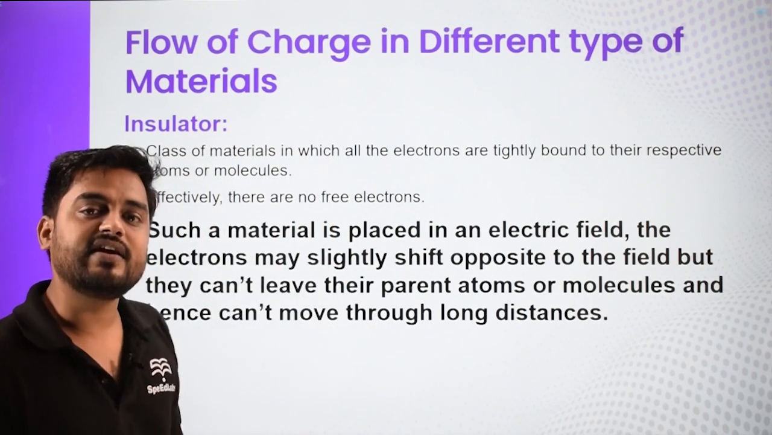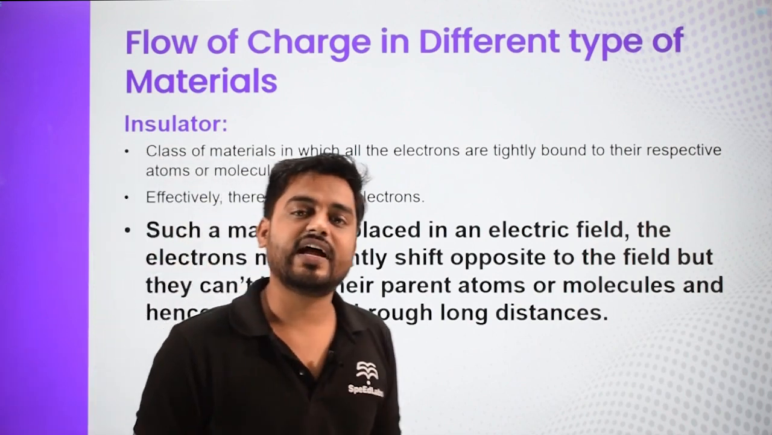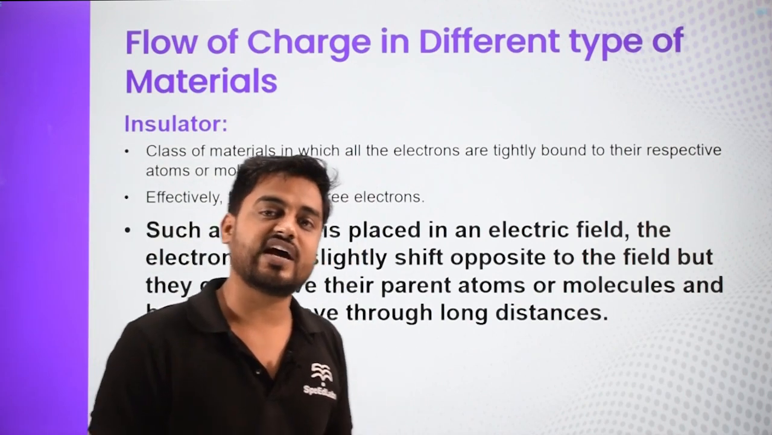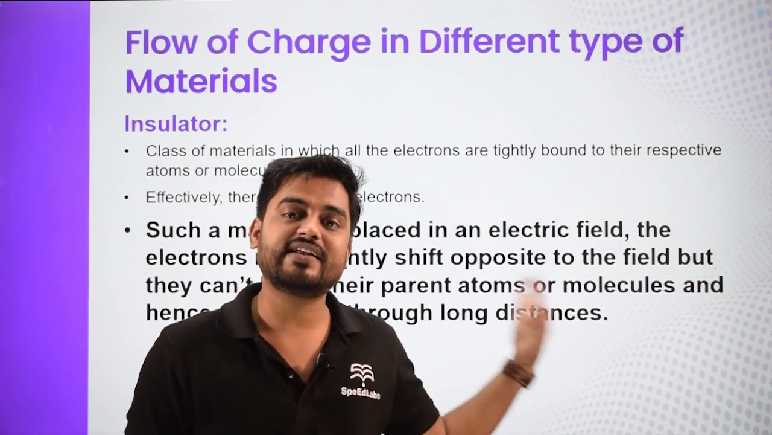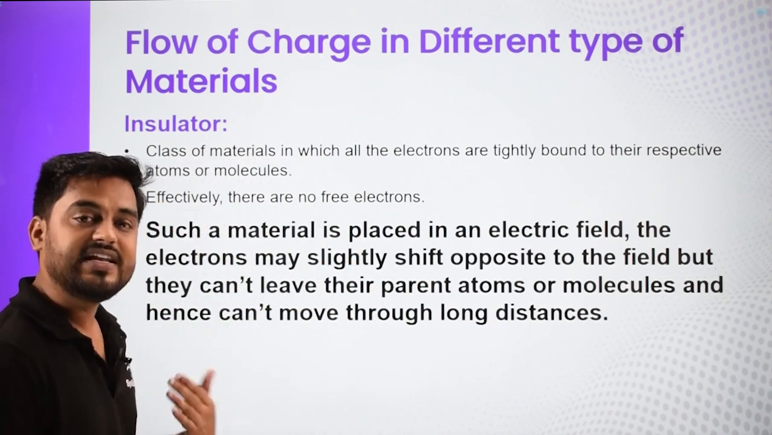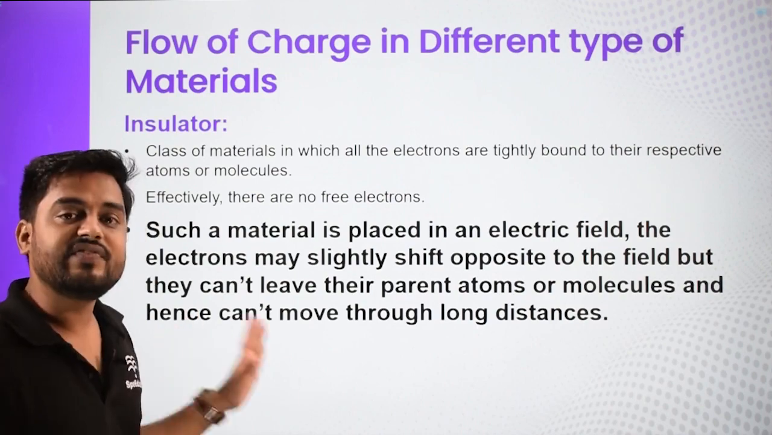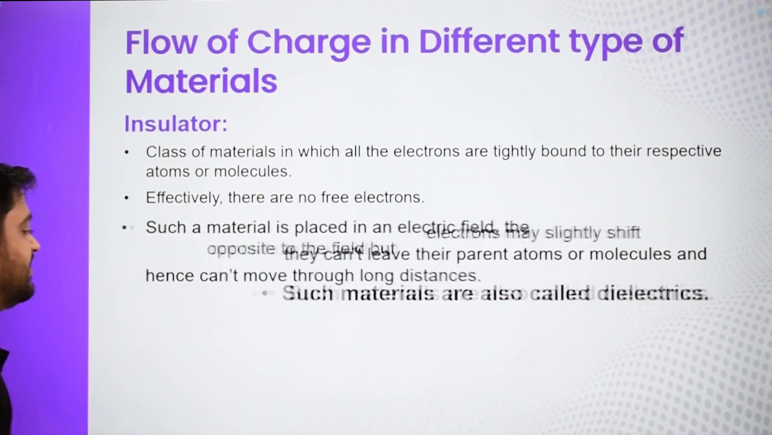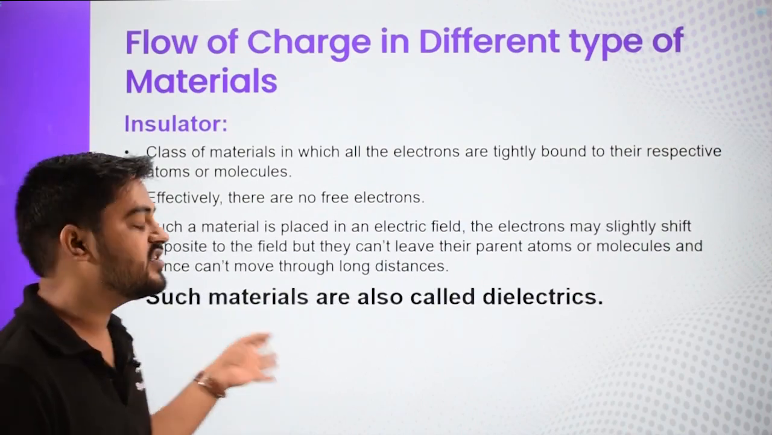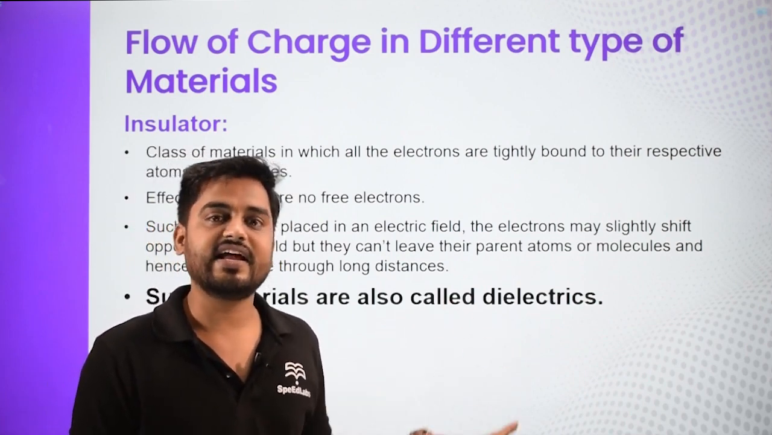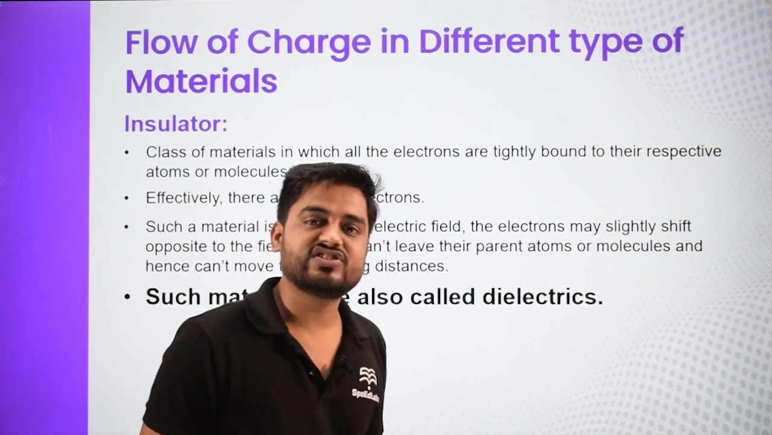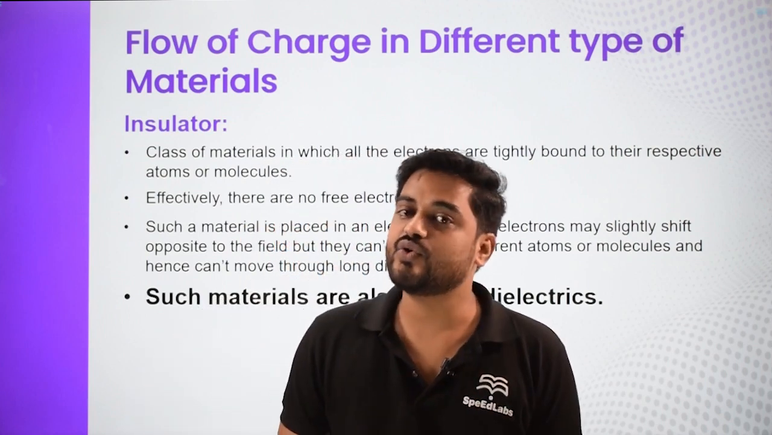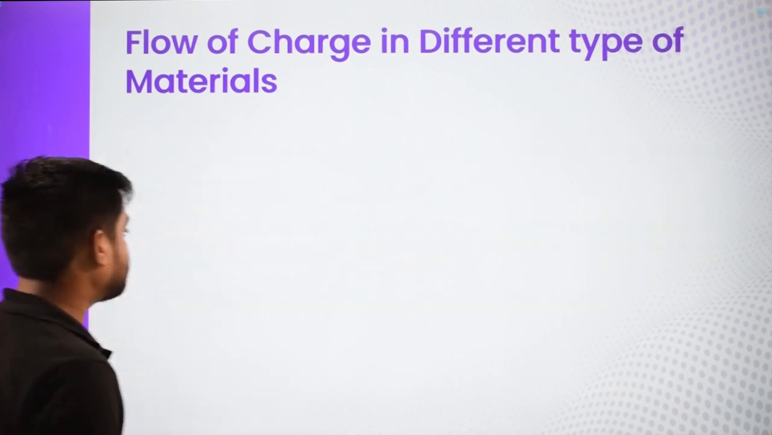So if we apply the electric field, there are no free electrons. There are electrons which can't move because they are bounded very tightly by their respective atom, and hence there will be no flow of electric current. Such materials are also called dielectric. In a dielectric it is possible that they might shift their charges, but they can't show you a flow of electric current.